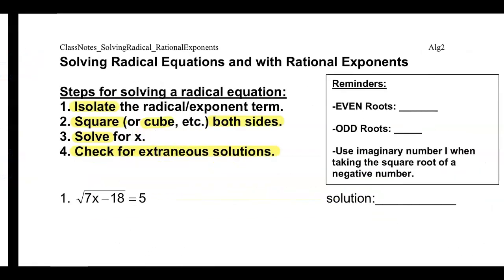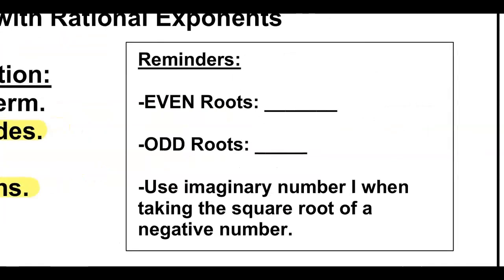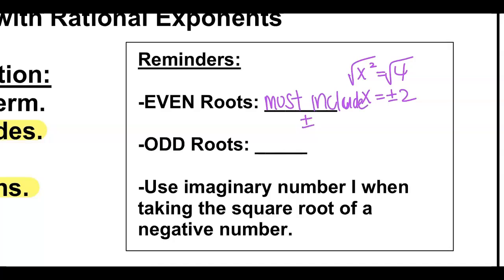One thing I want to remind you of is that whenever you're solving an equation that has even roots, so something like x squared equals 4, you would square root both sides and get x equals plus or minus 2. Anytime you take the square root, fourth root, or sixth root, any even root of both sides of an equation, you must include your plus and minus symbol.